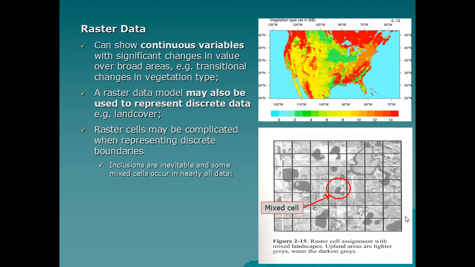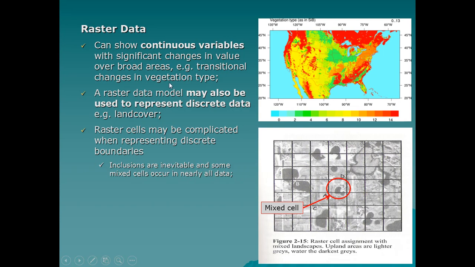Okay, so we're still talking about the data model here, making sure that we thoroughly understand the characteristics of our raster data model. We know that the raster data model represents continuous variables very well, and this is where information would be transitional. So it represents significant changes in value over broad areas.